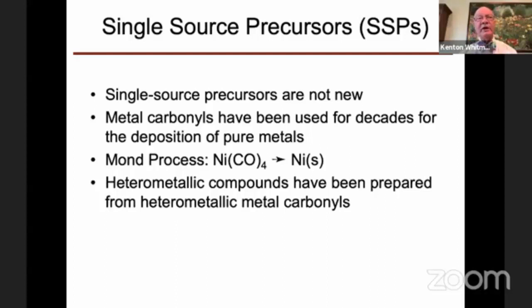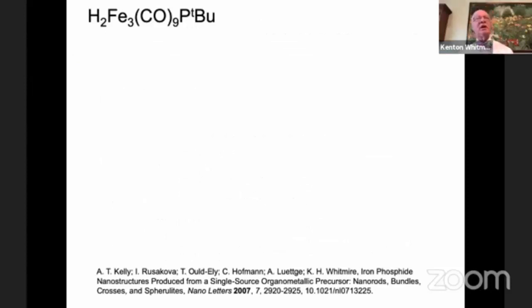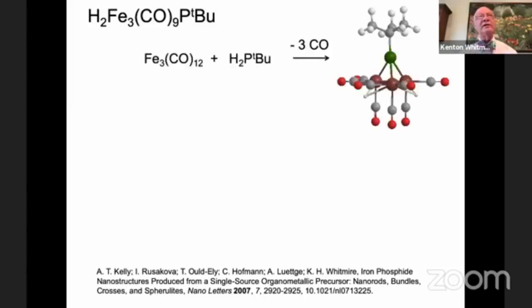Heterometallic compounds have been prepared from heterometallic metal carbonyl, so that is not particularly new. But it's not been previously applied to more complex phase systems which incorporate main group elements or heteroatoms. So where we began was to look at this particular molecule, which has 3 irons and 1 phosphorus. And this was our target molecule for making the phase Fe3P. This was a known compound in the literature.